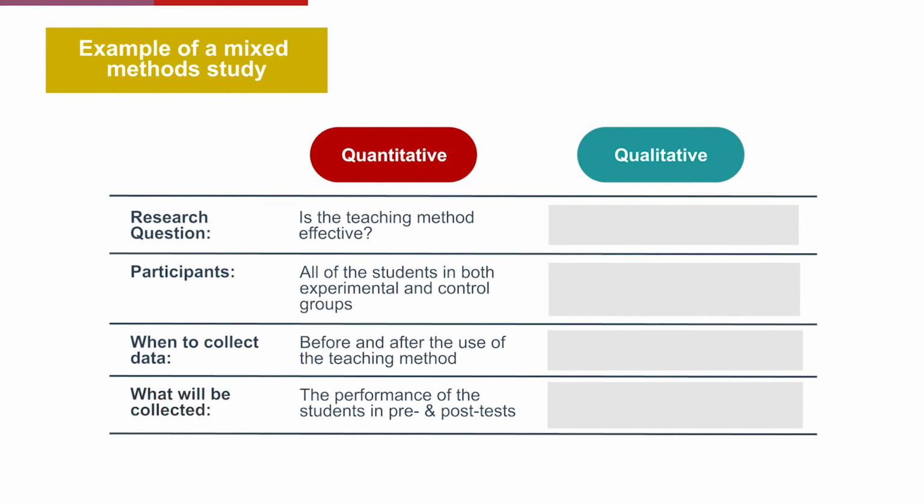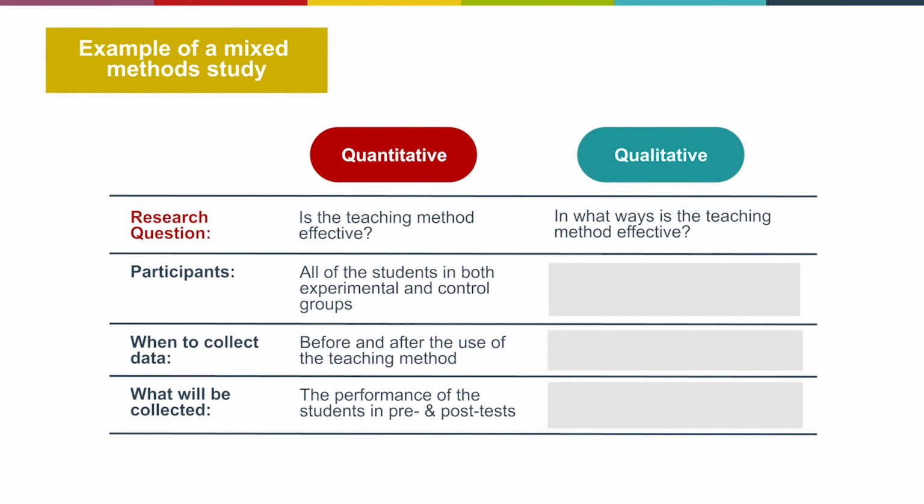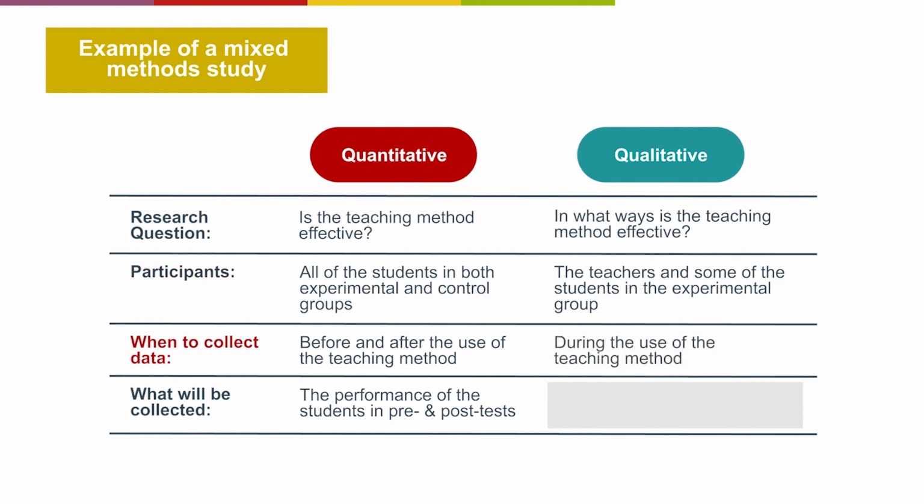Another part of the study uses the qualitative approach. The research question is, in what ways is the teaching method effective? This is a more open-ended question. Participants are teachers and some of the students in the experimental group, a representative group of the students. We will focus on the students in the experimental group because the new method is only used in the experimental group. When to collect the data? Maybe during the use of the teaching method. What data will be collected? The dialogue between the teachers and the students as observed in the classroom.